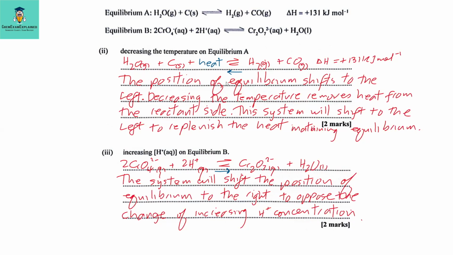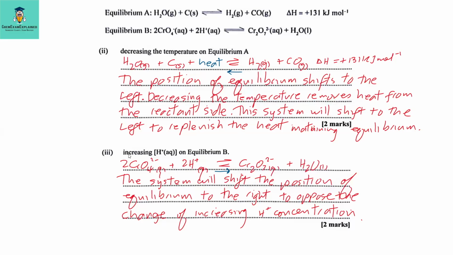Now the system will oppose that change. Because we are decreasing or removing heat, the system will put back the heat. So it will cause the system to shift to the left. So the position of equilibrium will shift to the left. Decreasing the temperature removes heat from the reactant side. The system will shift to the left to replenish or replace the heat, maintaining equilibrium.